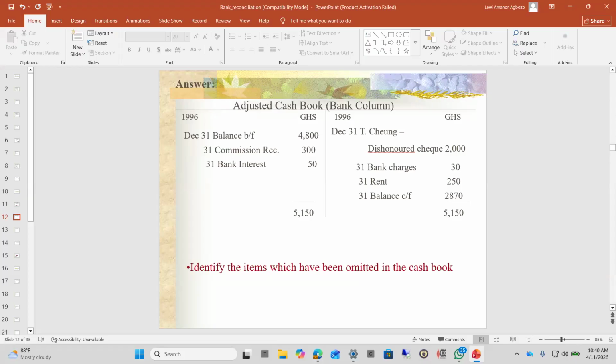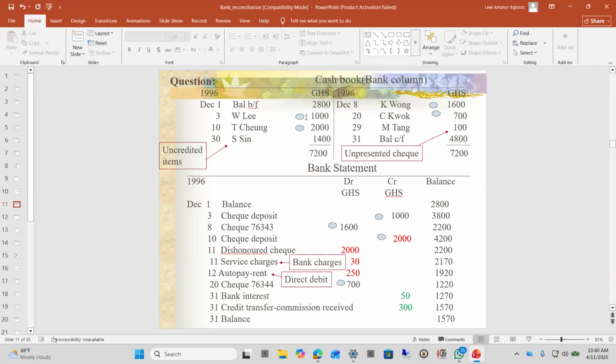Now the next thing to that is there is the same 31st. We saw that there is a credit transfer in the bank statement, which is commission received. What does that also mean? What does that mean? Means that the bank has credited our account with a commission of 300 cedis. The bank has credited our account.